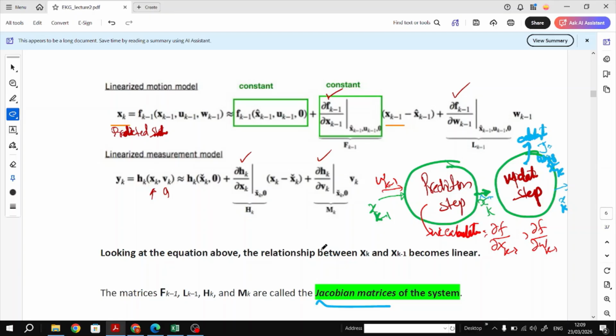If we calculate these four matrices at the appropriate timing, meaning the F matrix and L matrix are calculated in the prediction step, and the H matrix and M matrix are calculated in the measurement update step, then we can incorporate the five equations of the linear Kalman filter to make it an extended Kalman filter, and we can estimate the state of a nonlinear system as well.